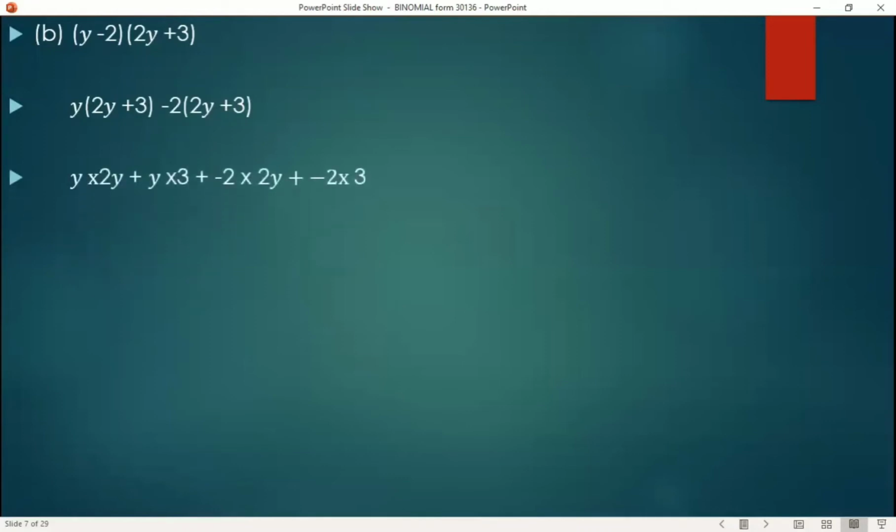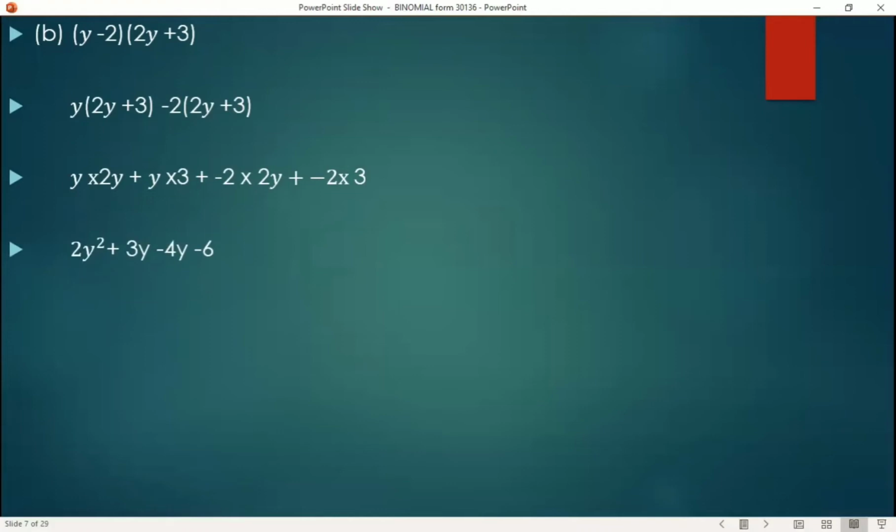(y minus 2) into bracket multiplied by (2y plus 3) into bracket. It's y multiplied by (2y plus 3) minus 2 multiplied by (2y plus 3). y multiplied by 2y plus y multiplied by 3 plus minus 2 multiplied by 2y plus minus 2 multiplied by 3. So y multiplied by 2y gives 2y squared.